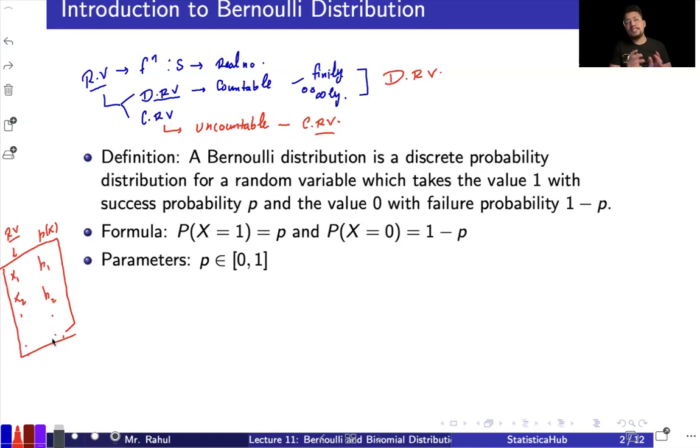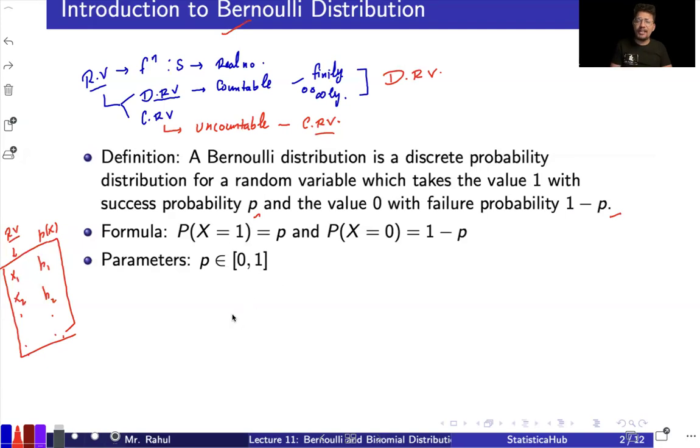Now the point is, some of these particular kinds of random variables are defined in a different sense. They are given some particular distribution names. So in that context, we have the first distribution, that is your Bernoulli distribution. Okay, so let's go for the definition. Bernoulli distribution is a discrete probability distribution for a random variable which takes the value 1 with the probability P and 0 with the probability 1 minus P.